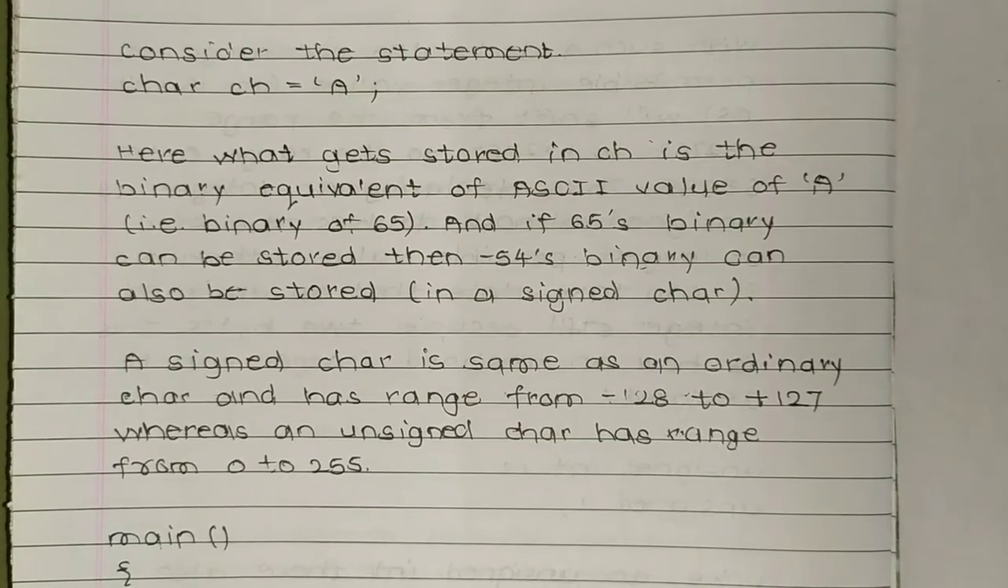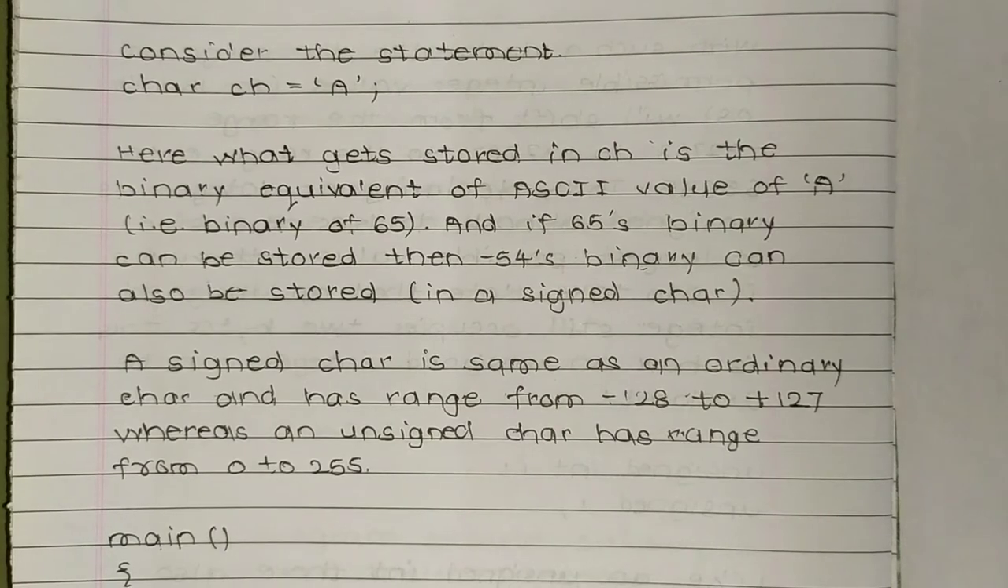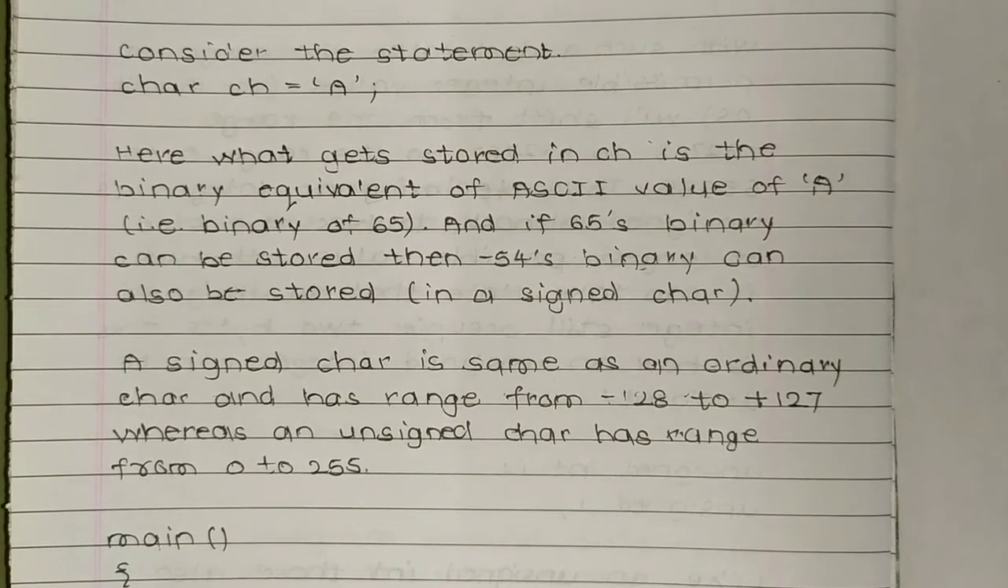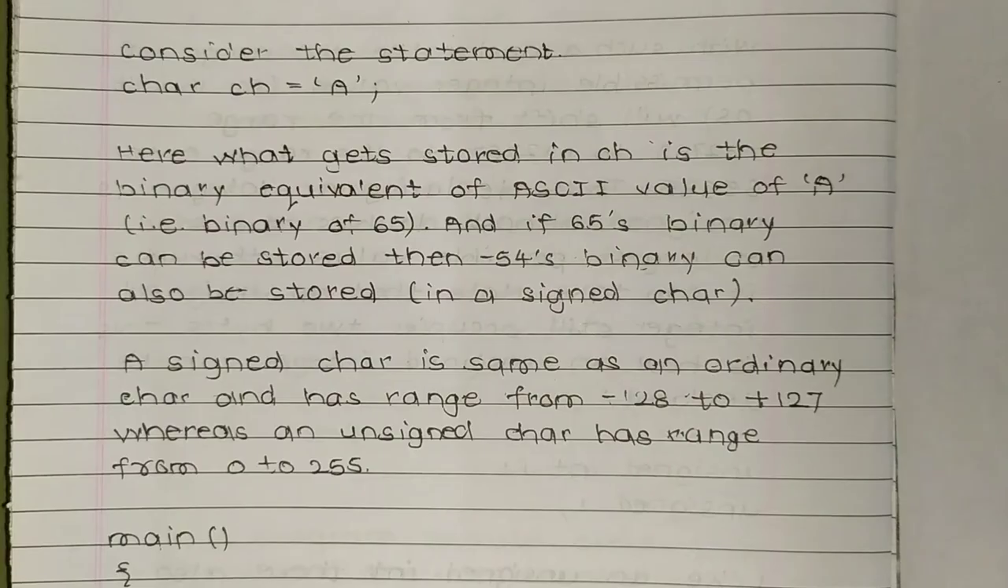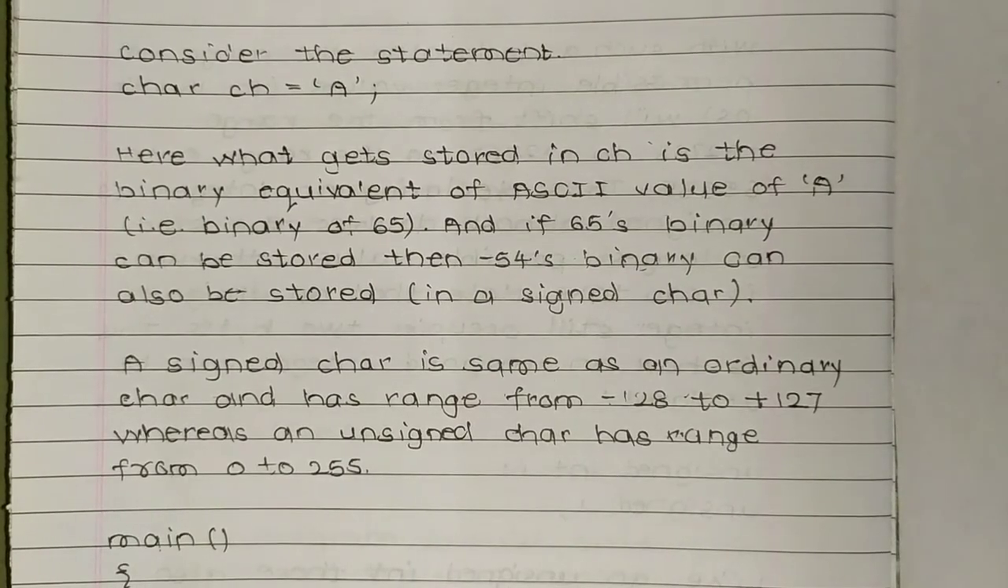Consider this statement: char ch = 'A'. Here ch is a char, and what gets stored in ch is the binary equivalent of the ASCII value of 'A'. So the binary of 65 is stored in ch, and it can be stored in a signed char as well. A signed char is the same as an ordinary char and has a range from -128 to +127, whereas an unsigned char has a range from 0 to 255.